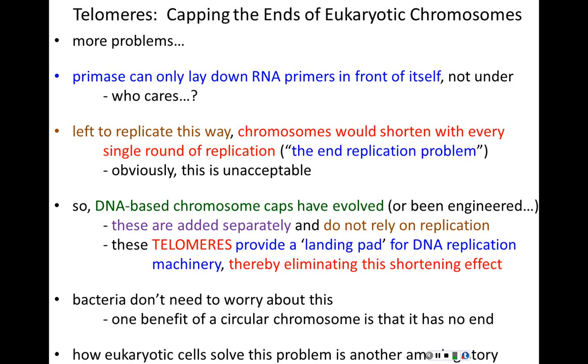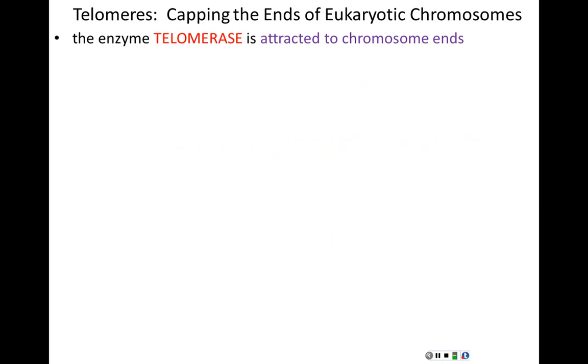And so the last story we'll talk about today is how telomeres are made and how they provide landing pads for primase. No surprise, the enzyme that is responsible for making telomeres has been called telomerase. So the telomerase enzyme is attracted to chromosomal ends, and it makes telomeres at those ends, creating chromosomal caps.